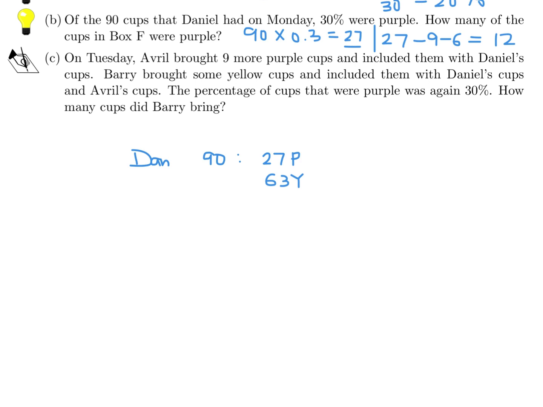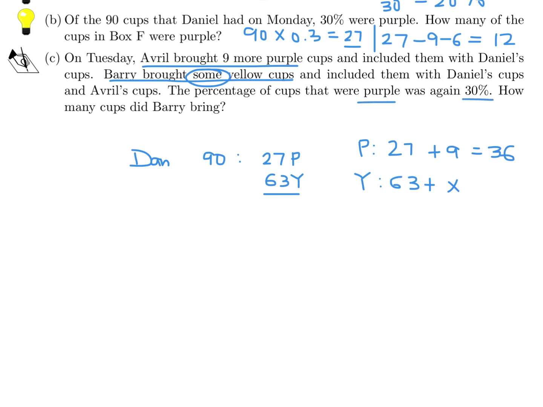So now they're adding a bunch of cups to this story here. So before we had 27 of the purple, right? But now they were adding 9. So we have 36 purple in total because Avril brought 9. And then with the yellow, before we had 63. And then we're adding some that Barry brought, but we are not told how many, so I'm just going to call it X. And now they're saying that the percentage of purple is again 30.